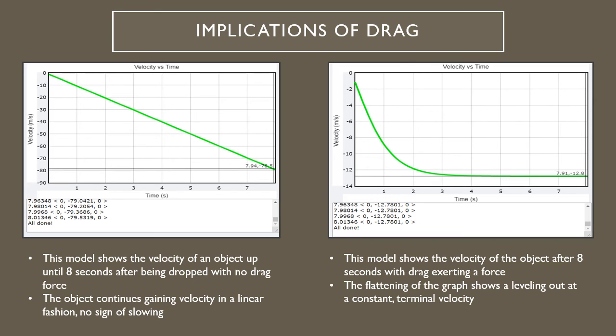However, when observing velocity over a longer interval of 8 seconds, we can see how it can start to take effect. Notice the model without drag continues to increase in velocity at a constant rate, while the model with drag levels out after about 3 seconds. This shows the object's terminal velocity.